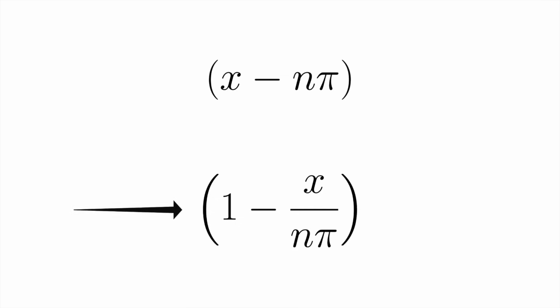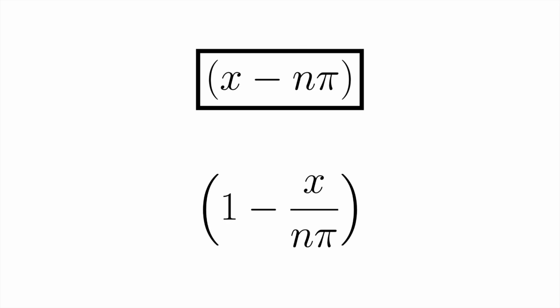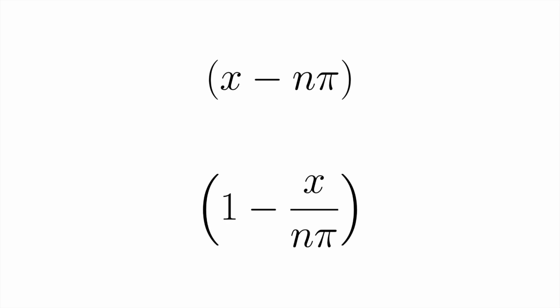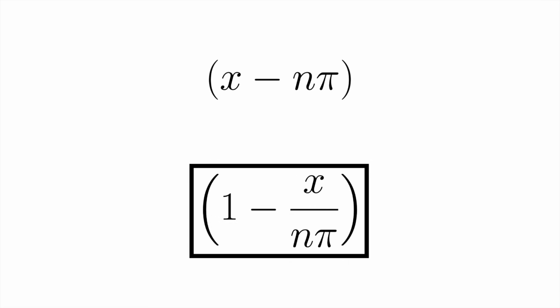So why is this linear function better than x minus n pi? To answer this, I want to think about what happens when n is really big relative to x. In x minus n pi, if n is really big relative to x, that makes this quantity really big. However, in our new linear function, if n is very big relative to x, that makes this term here close to 0, which makes this whole linear function have a value that is very close to 1.